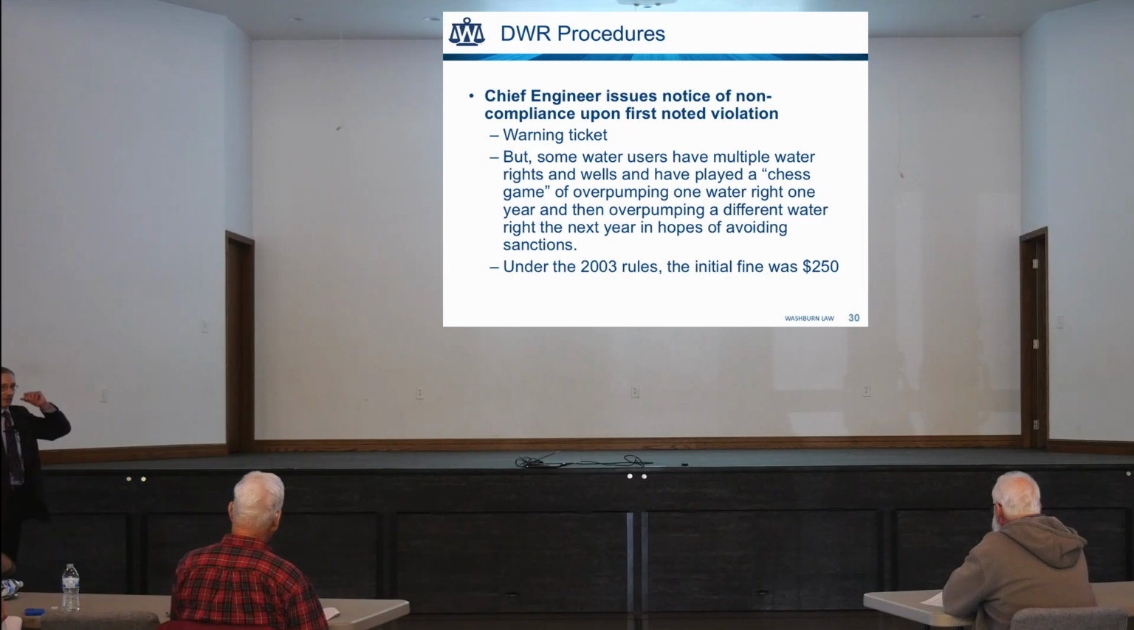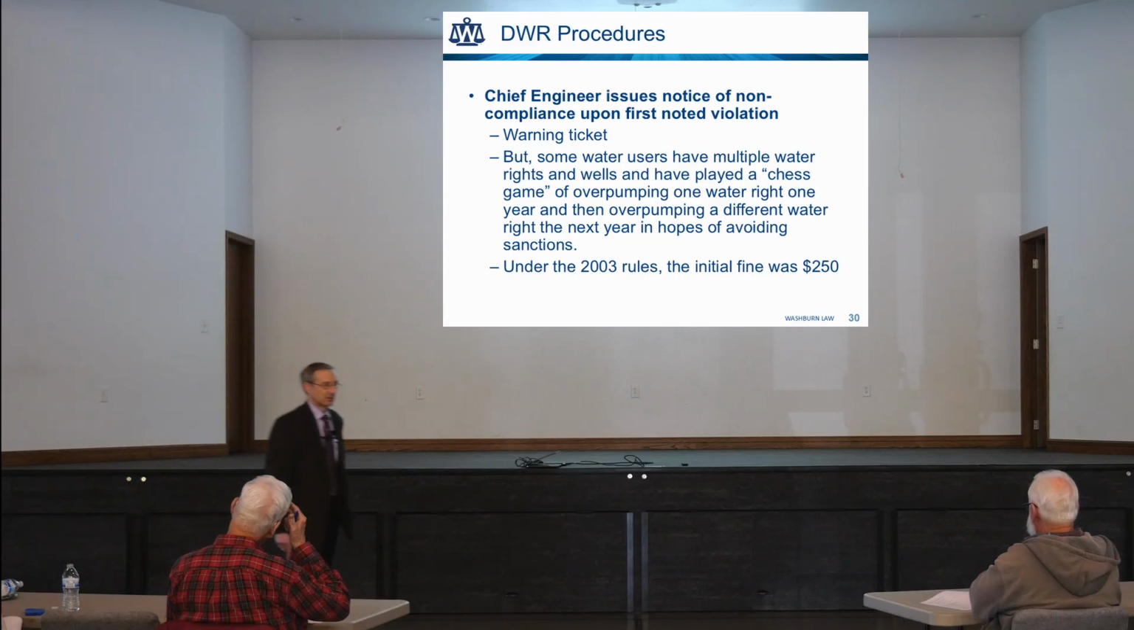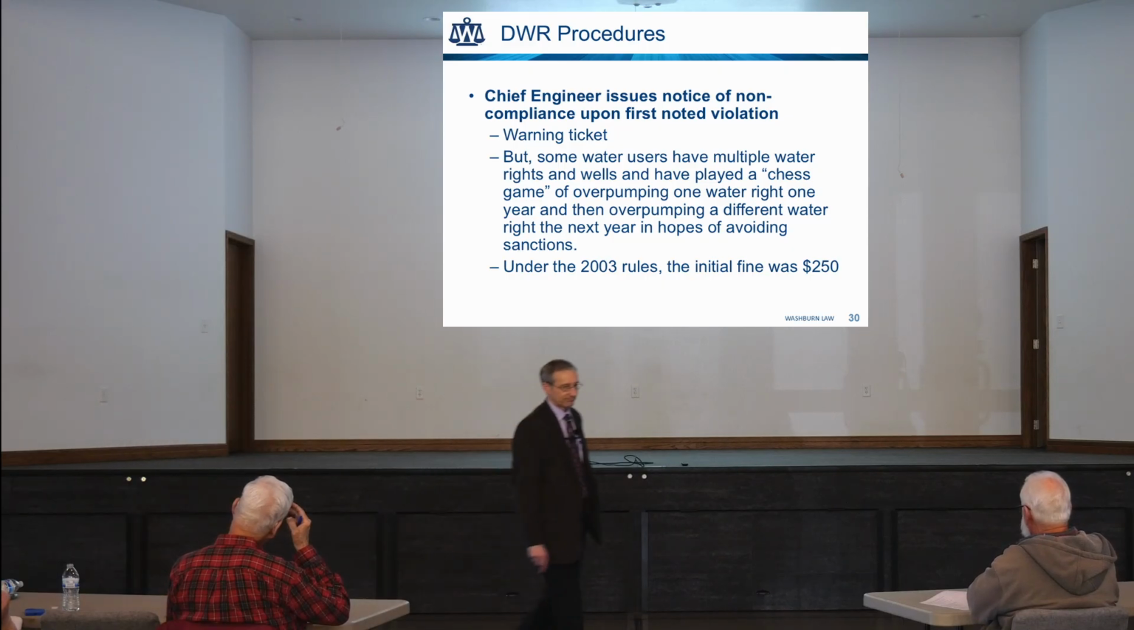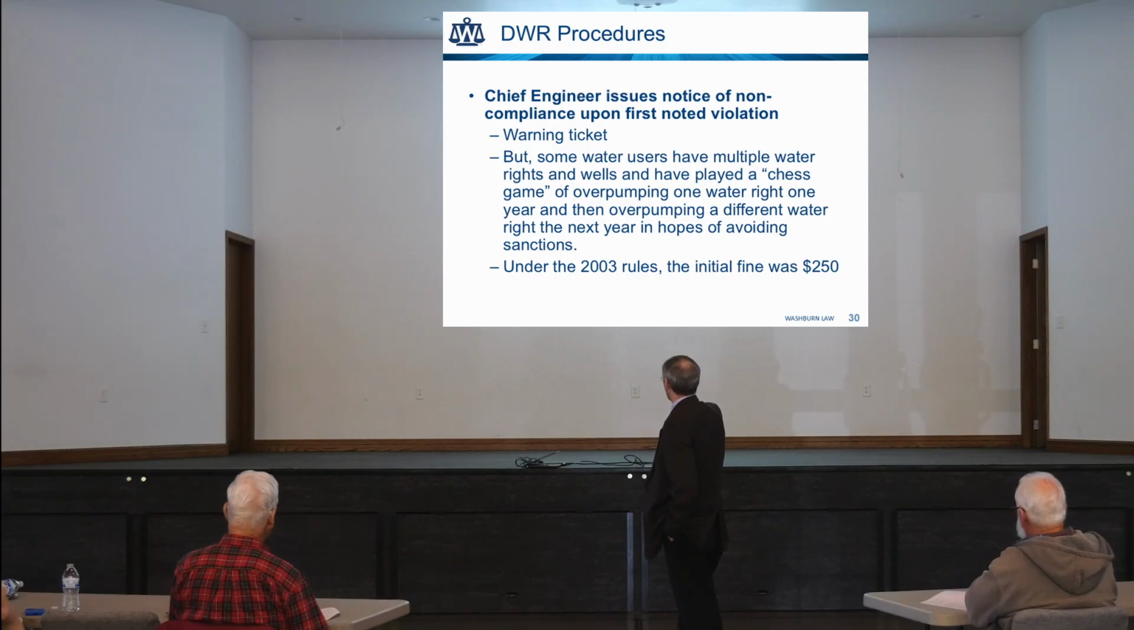Well, what are the Department of Water Resources procedures? Well, the chief engineer issues a notice of noncompliance on first noted violation. That's basically a warning ticket. You're going to get a warning. Okay. But look at the problem here. This is how you can kind of game the system, and they've caught on to this now.